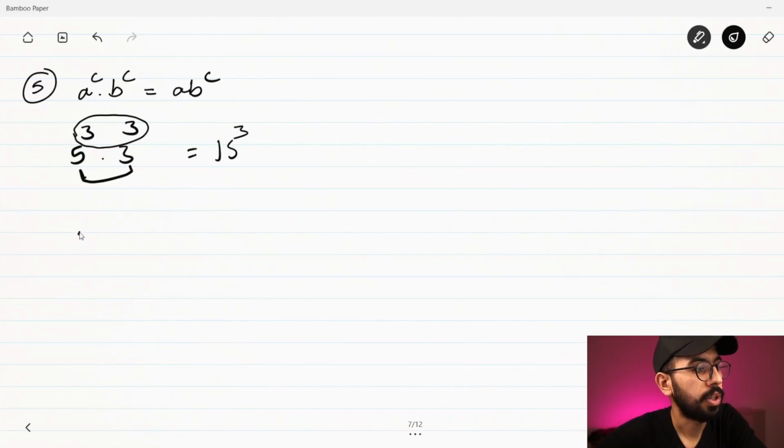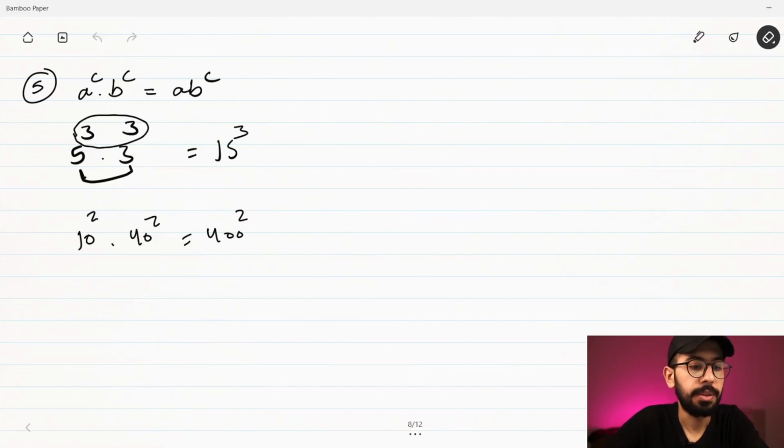The same here, if we have 10 to the power of 2 multiplied by 40 to the power of 2, it will be 400 to the power of 2. It's very easy. Let's jump to the number 6.